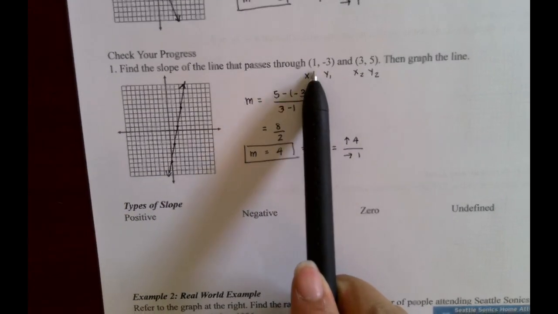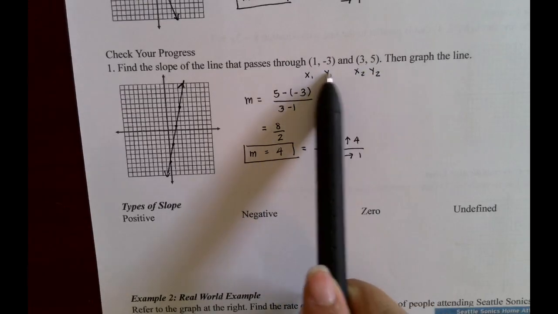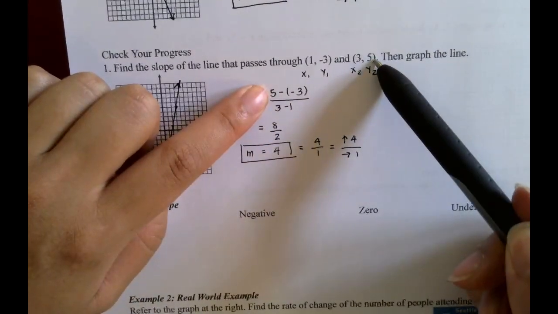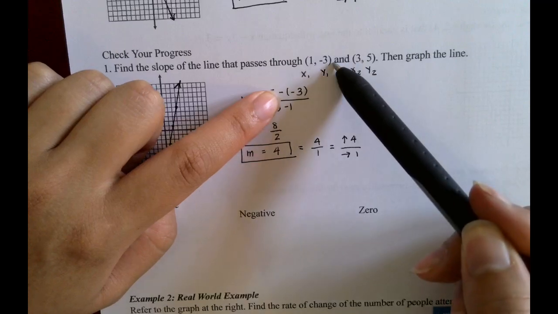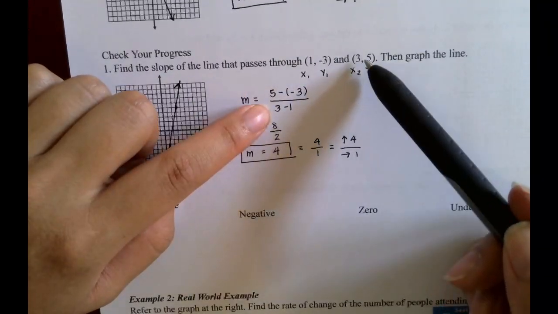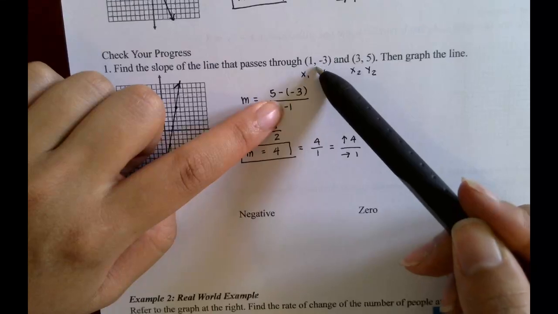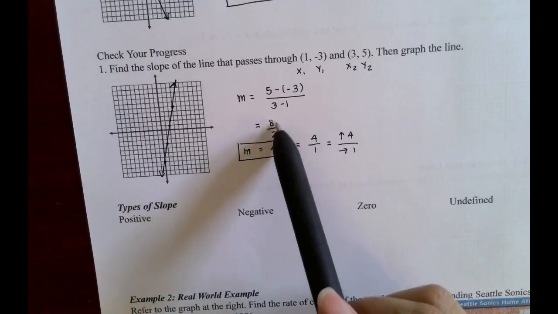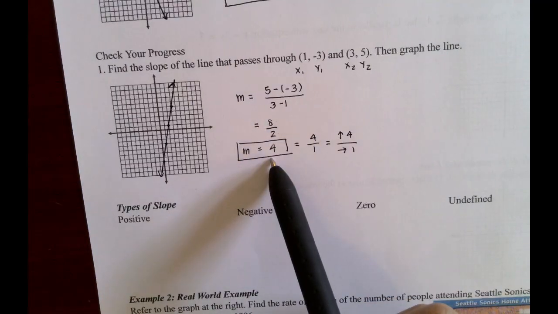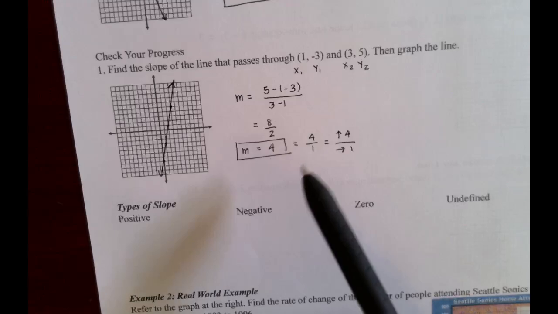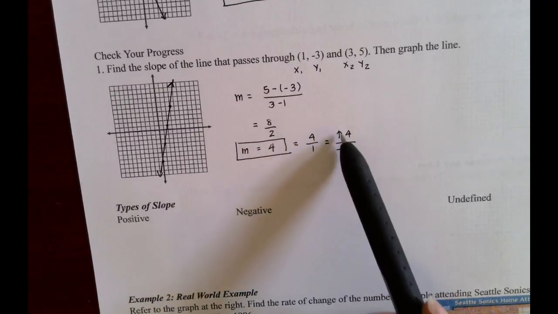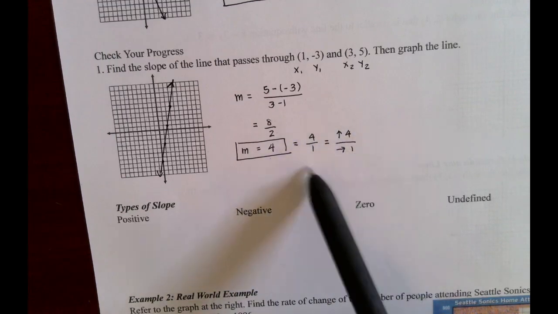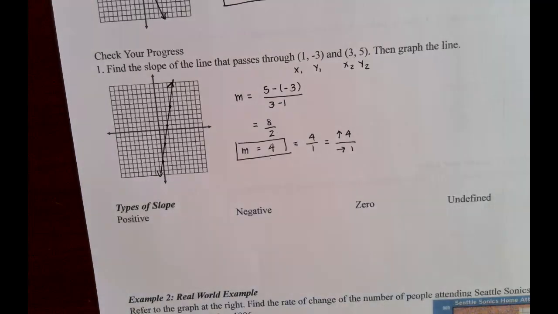Okay, you pick one to be x1, y1, the other one to be x2, y2. Okay, so this is how I chose it. Then you plug it into the formula. Slope is y2, in this case 5, minus y1, negative 3, over x2, which in this case is 3, minus x1, which is 1. Okay? 5 minus negative 3, minus a negative is plus, so 5 plus 3 is 8, 3 minus 1 is 2, 8 divided by 2 is 4. Okay, so my slope is 4, or 4 over 1, since they're both positive, so up 4, right 1. Okay? Positive, right up, positive, run, right. There you go.